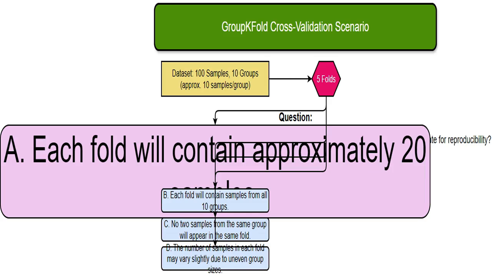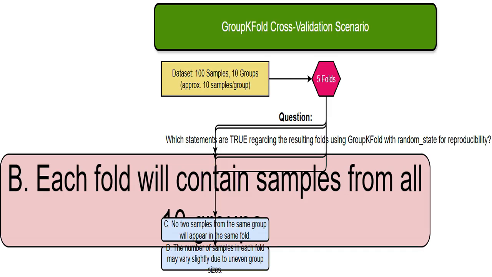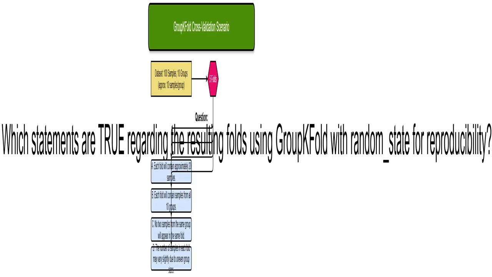I need to determine which statements correctly describe how the data will be divided into folds using GroupKFold. This statement says that GroupKFold will ensure no data points from the same group end up in different folds. That's the core idea behind GroupKFold. It prevents data leakage. This means that because the groups might not have exactly 10 samples each, the folds might not have precisely the same number of samples. This statement claims that each fold will have samples from every group. This is false.